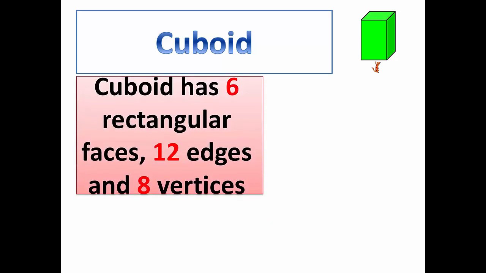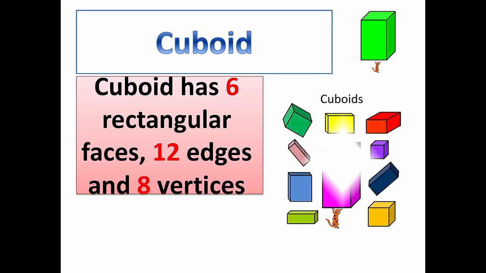And cuboid, C-U-B-O-I-D, cuboid. Cuboid has 6 rectangular faces, 12 edges, and 8 vertices. And we have to know that cube and cuboid are friends, but the difference between cube and cuboid is that all faces in a cube are square, but in a cuboid the faces aren't the same.